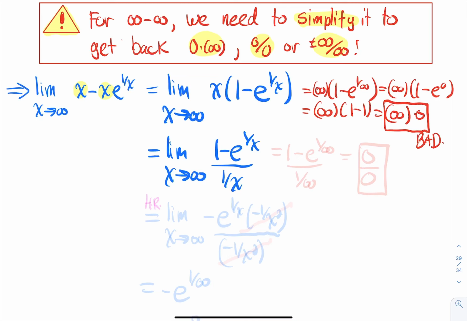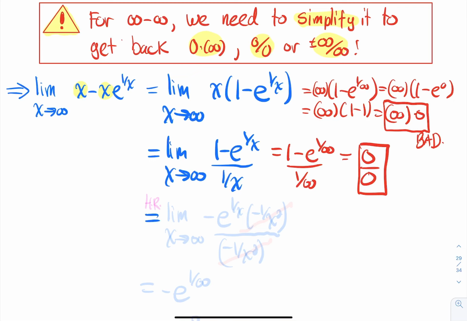And now what happens if you replace x by infinity again? You're going to get 1 minus e to the power of 1 over infinity. 1 over infinity, we already did this. It's 0. E to the 0 is 1. 1 minus 1 is 0. And down there, you're going to get 1 over infinity, which is 0. So now, yes, we have 0 over 0. Now we are ready for L'Hospital's rule.